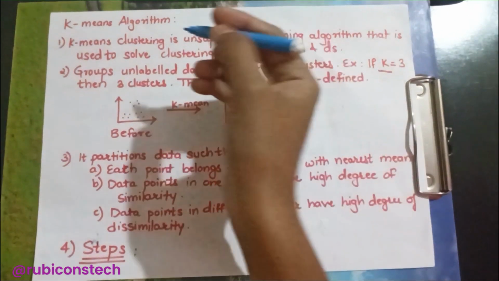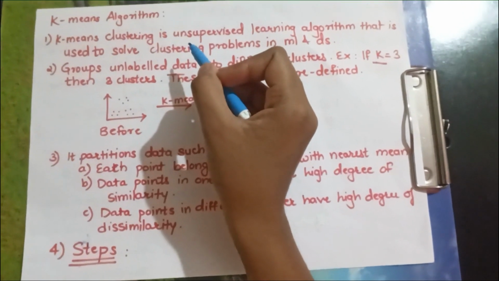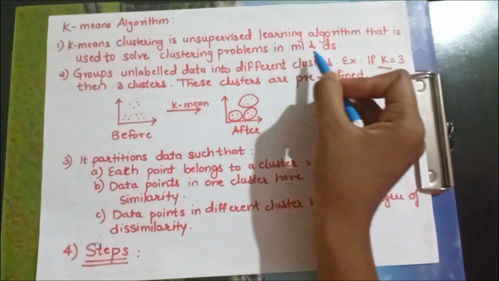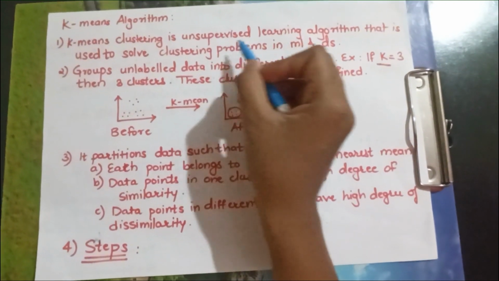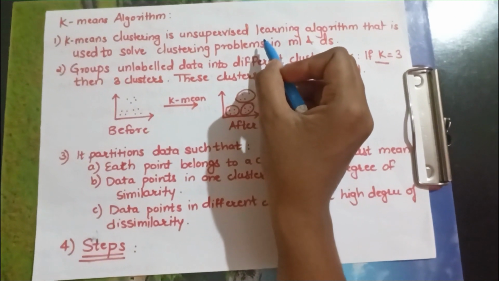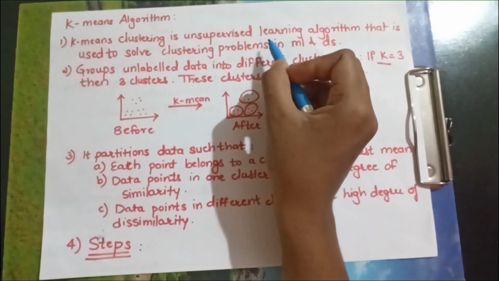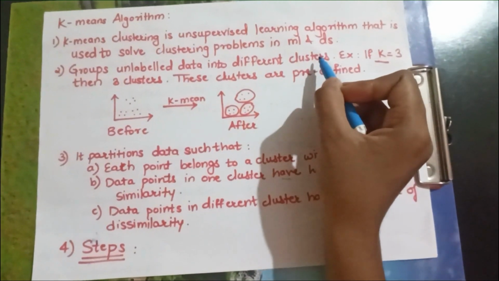So hello everyone, today we will understand what is K-means algorithm. K-means clustering is an unsupervised learning algorithm that is used to solve clustering problems in machine learning and data science. It is unsupervised because the model is trained using an unlabeled data set and without any supervision. The K-means algorithm groups the unlabeled data into different clusters.